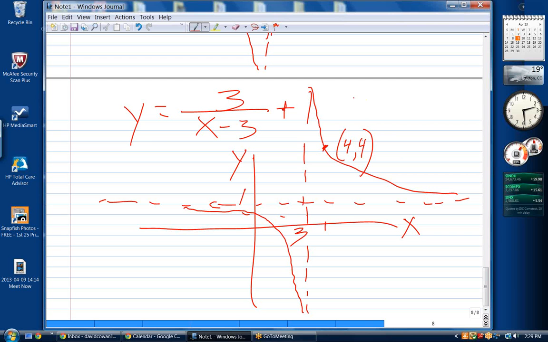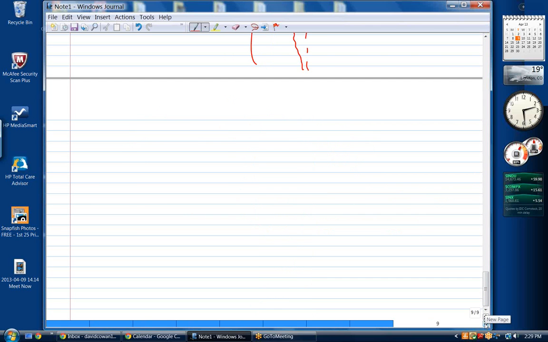Okay. What's the domain? All real numbers except for 3. And the range? All real numbers except for 1. Except for y equals 1, yeah. Okay, let's look at 25.